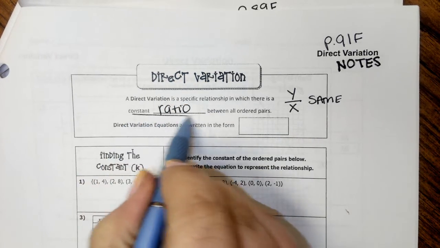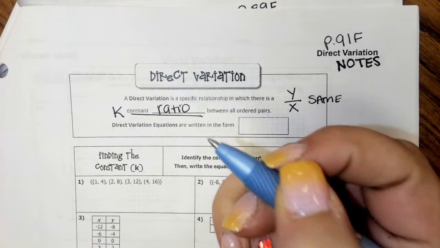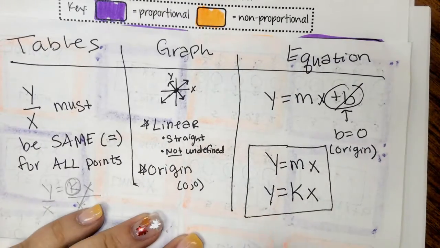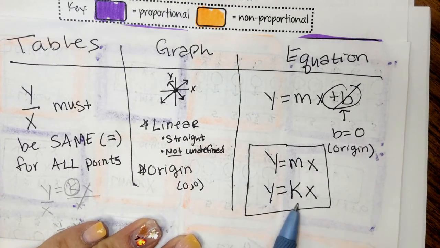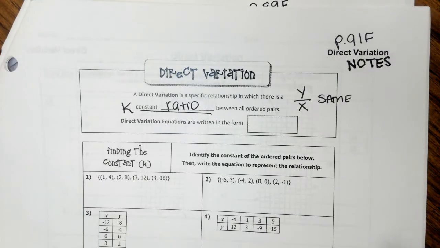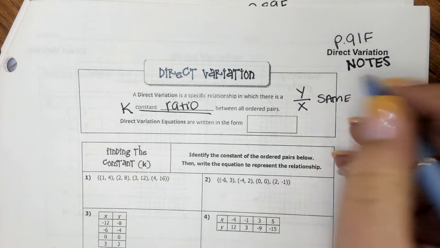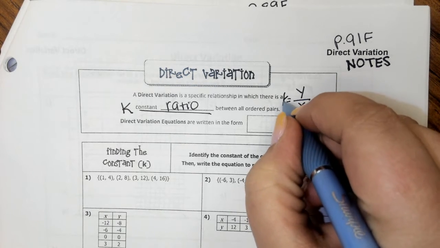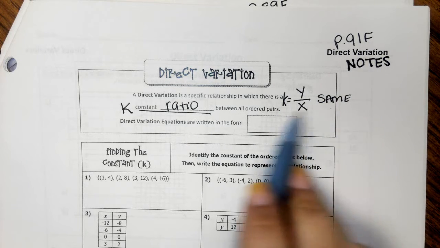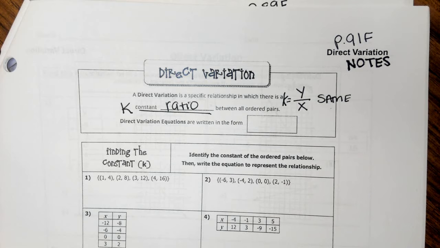This constant ratio is called k. Again, if you remember in our quick color, we said that proportional relationships are so special that we give them a different letter for slope or rate of change, k. And that's what we call this ratio y over x. So k is y over x. Y over x must be the same for all of our ordered pairs.